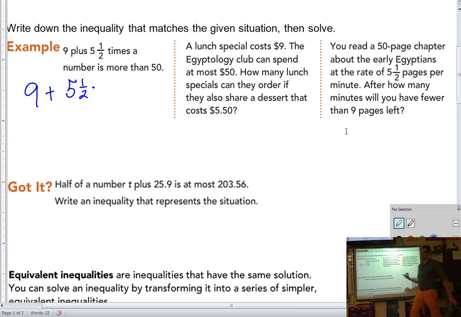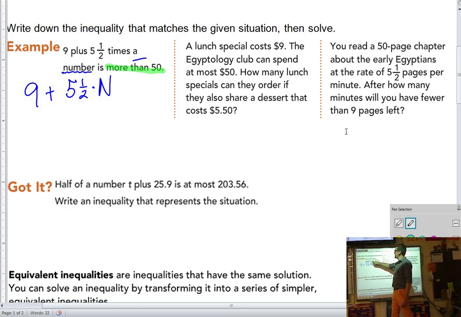So X or N or some variable, because I don't know what this number is. Some people are trying to choose. No, you don't know it, so we use a variable. Is more than 50. So, more than 50.